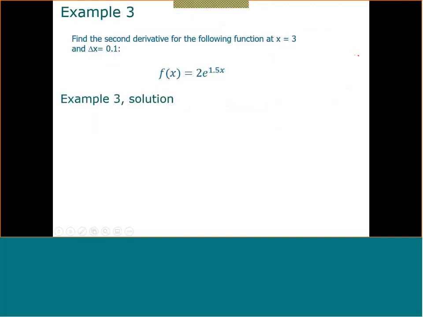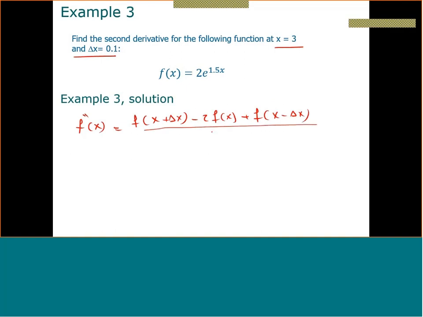Okay, so this is just a direct application. It says here, find the second derivative of the following function at x equal to 3 and delta x equal to 0.1. So here we want to find the second derivative. Now we know that the second derivative, f double prime of x, equals f of x plus delta x minus 2 f of x plus f of x minus delta x, divided by delta x squared.